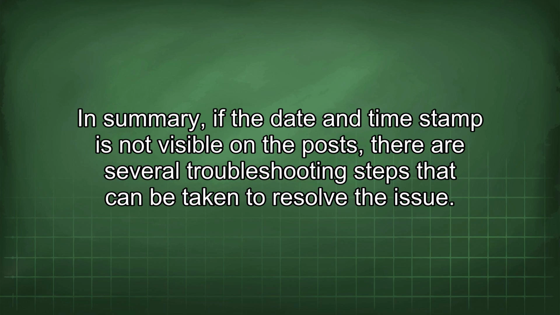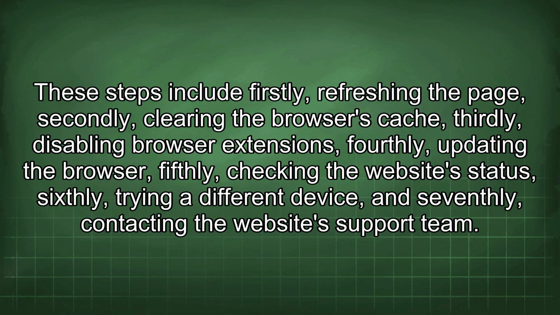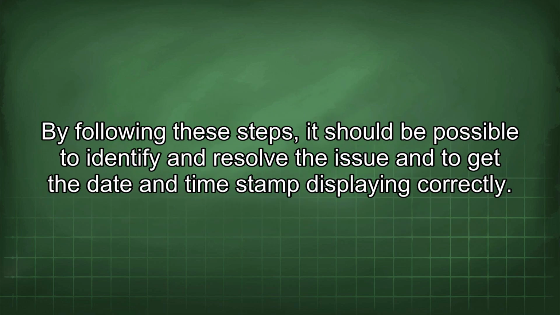In summary, if the date and timestamp is not visible in the post, there are several troubleshooting steps that can be taken to resolve the issue. These steps include: firstly, refreshing the page; secondly, clearing the browser's cache; thirdly, disabling browser extensions; fourthly, updating the browser; fifthly, checking the website's status; sixthly, trying a different device; and seventhly, contacting the website's support team. By following these steps, it should be possible to identify and resolve the issue and to get the date and timestamp displaying correctly.